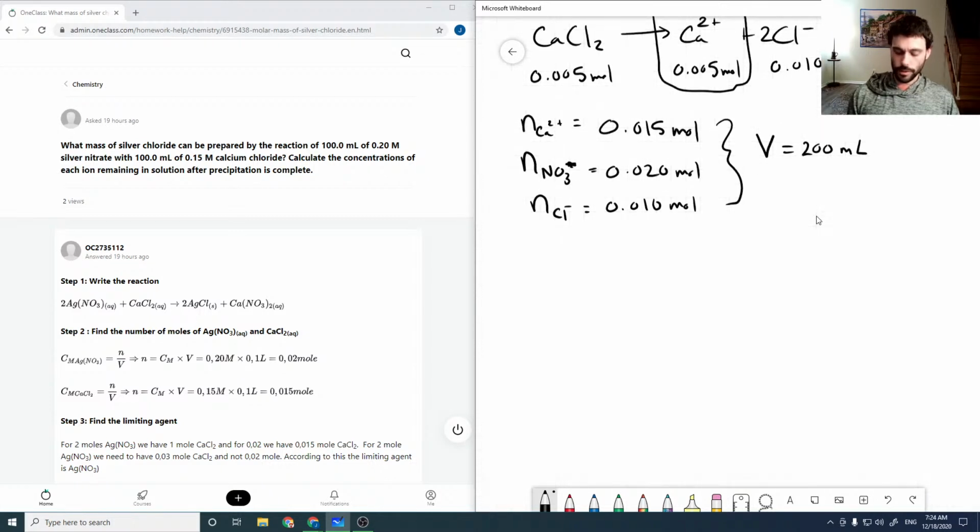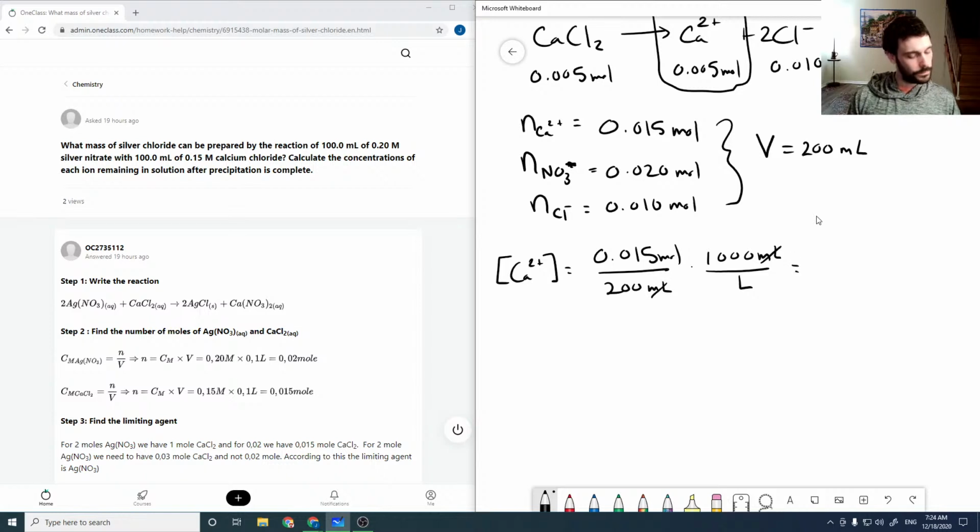And so then our concentration of calcium 2 plus is our moles over our volume. And now molar is typically in liters, so we're going to want to multiply 1,000 mils per liter, canceling the mils, and giving us... Oh, right, 200 mils, sorry. 0.075 molar.